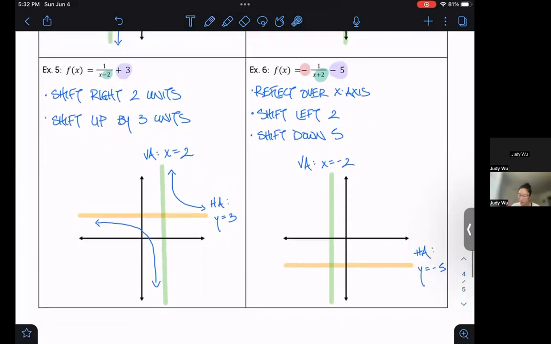Last piece, where do I put my branches? It's a reflection, so I've got to put it in the top left and the bottom right. And let's sketch those in. One here, and one here. All right. So folks, that's just a new application of our graph transformations to our new shape, our new parent function, the reciprocal function. All right. So come on back for 3.7 part 2.